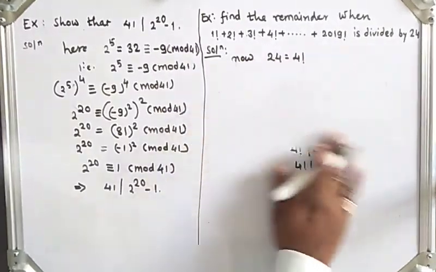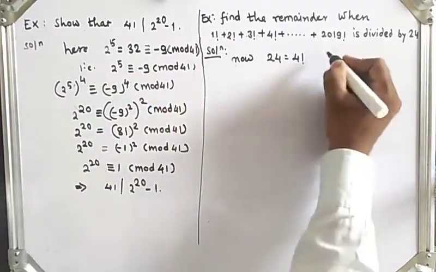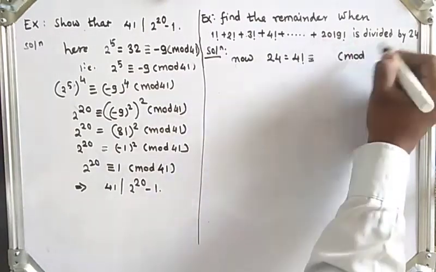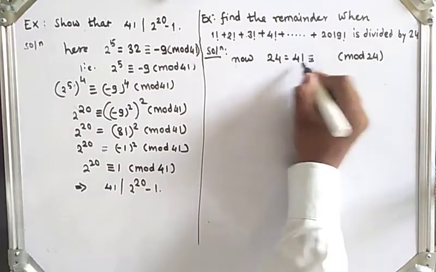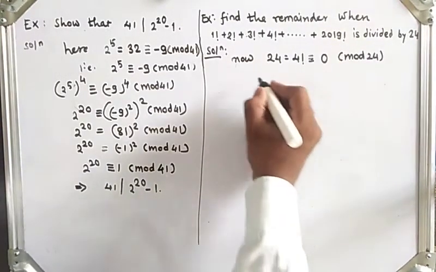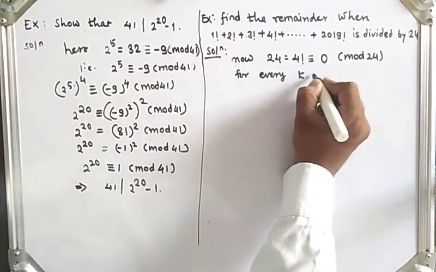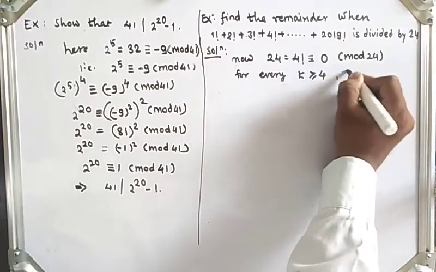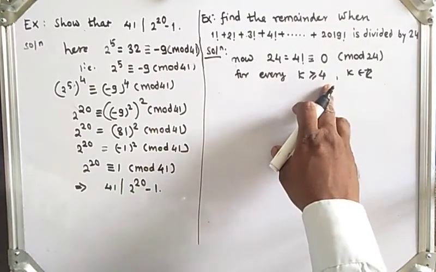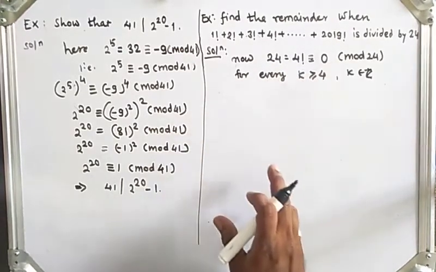So here we will write 24, which is nothing but 4 factorial. When 4 factorial is divided by 24, the remainder is always 0. So for every k greater than or equal to 4, where k belongs to the set of integers, we will always get 4 factorial congruent to 0 modulo 24.